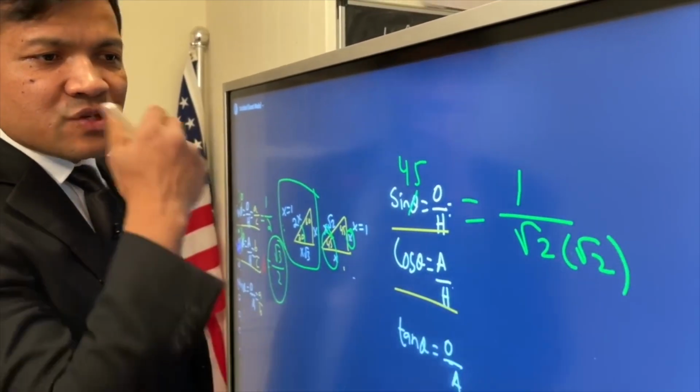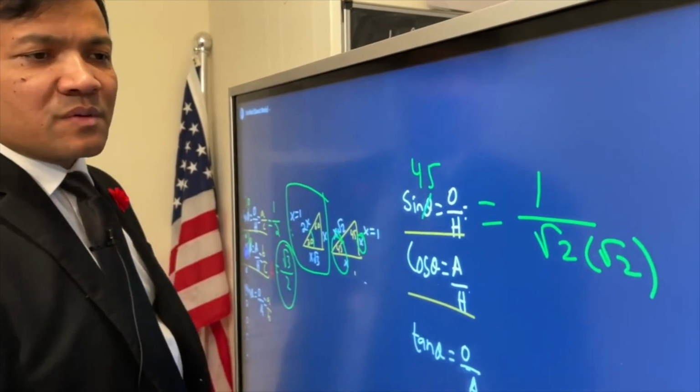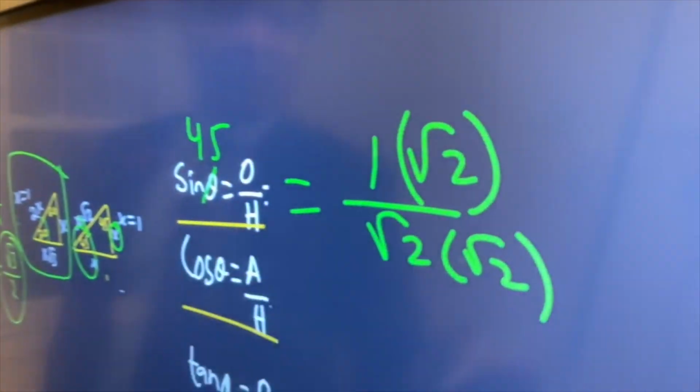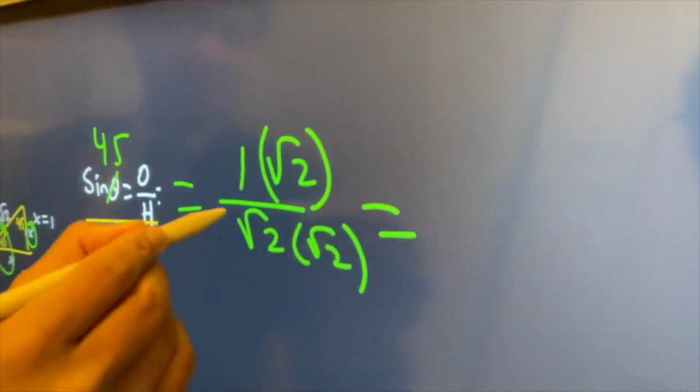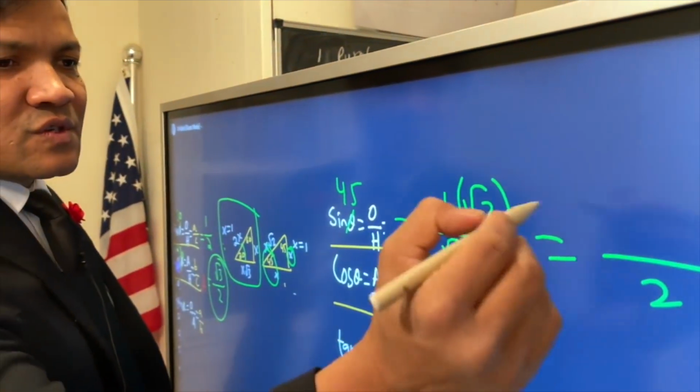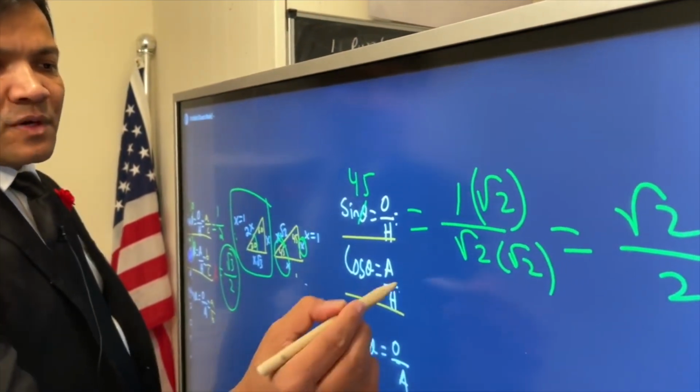Nobody likes a square root on the bottom, so top and bottom we multiply by square root of 2. Square root of 2 times square root of 2 is just 2, giving square root of 2 over 2. All right, now we're gonna do this one.